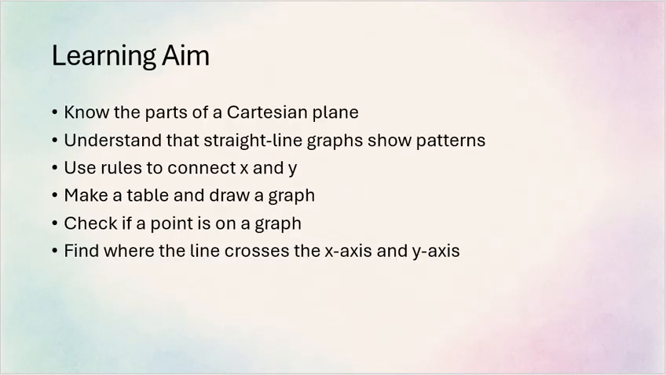So hopefully by the end of this video, you'll know parts of a Cartesian plane. You can understand that a straight line graph shows a pattern. You can use rules to connect the variables x and y, make a table and draw a graph from that. Check if a point is on the graph and find where the line crosses the x-axis and y-axis. Another word for this is to find the x and y intercepts. Okay. That's another way of phrasing it.